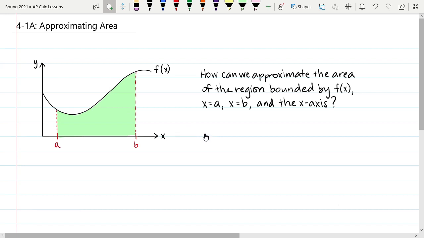A good deal of calculus is actually going to focus on that question. And a little bit later in today's lesson, I'll talk about why that's an important thing. But I think that discussion will make more sense after you've seen how we can approximate this.